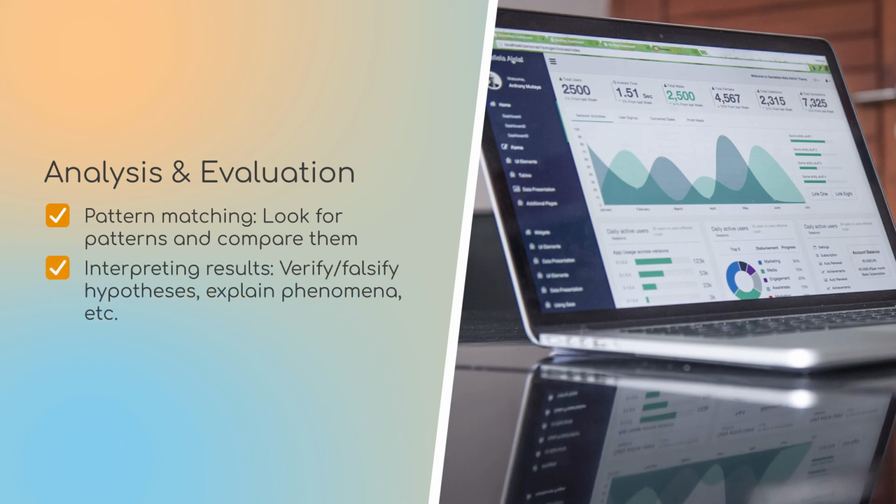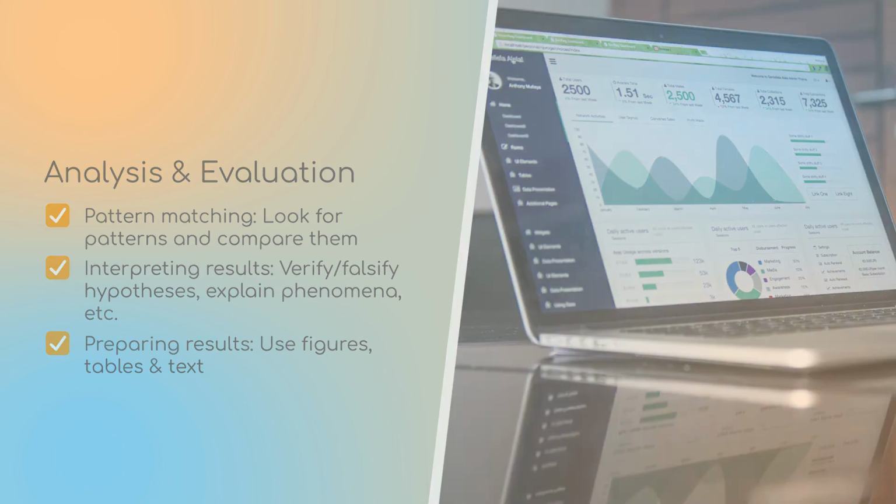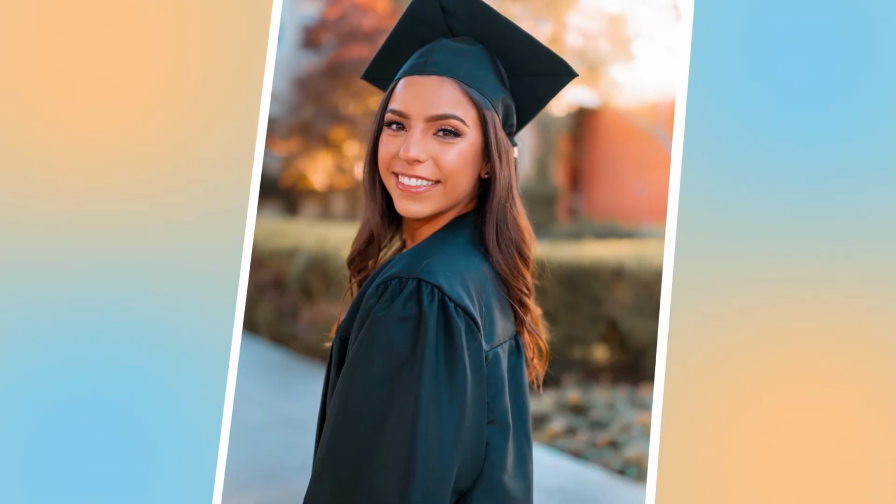In accordance with your research objective, you will verify or falsify hypotheses that have been established in this context, explain the phenomena studied, discover causal relationships and form new hypotheses. In doing so, you also draw on the theories you found during the literature research. To prepare the results, it is a good idea to use illustrations such as flowcharts or bar charts, tables and explanatory text.